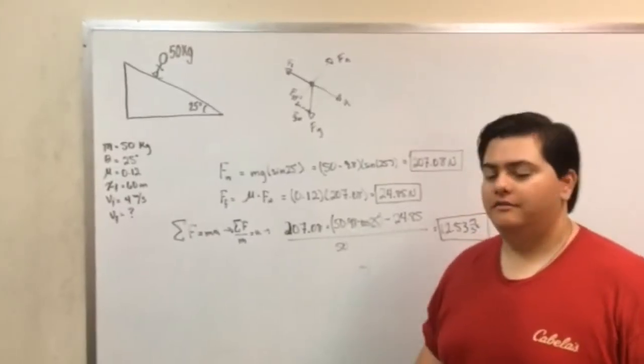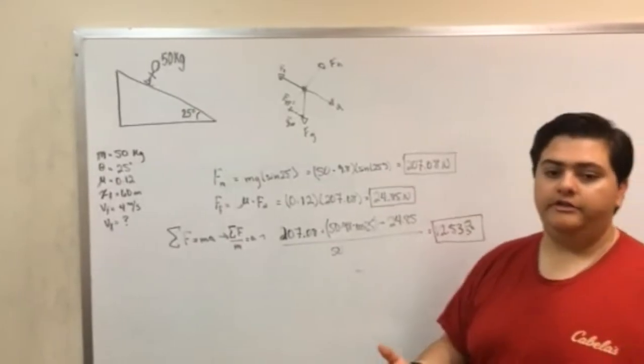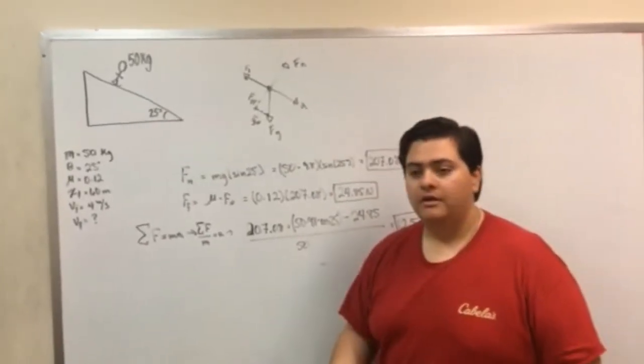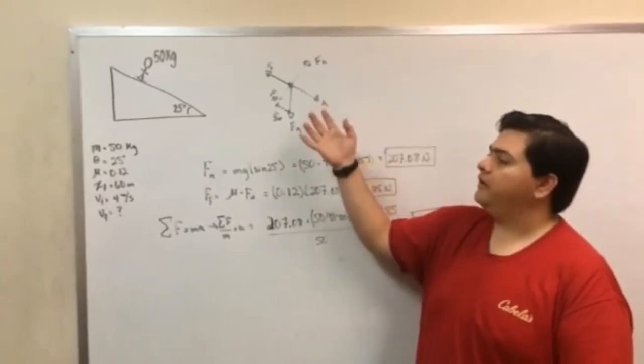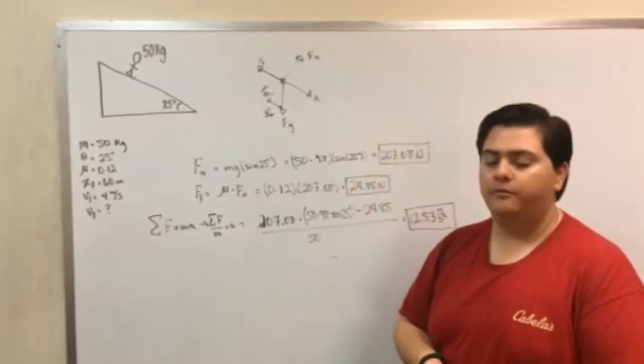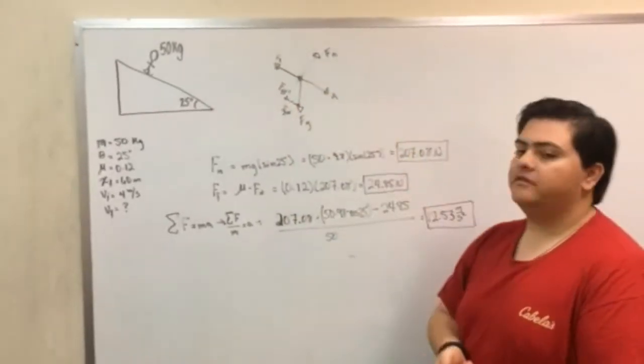In order to find the final velocity of the skier, we're going to need to find the acceleration of the skier. To do that, we're going to use Newton's second law. But before we can go there, we need to find all the forces acting on the skier. As in the free body diagram, we have the normal force, so we're going to find that. Then we're going to find the frictional force, and then solve for the components of gravity.